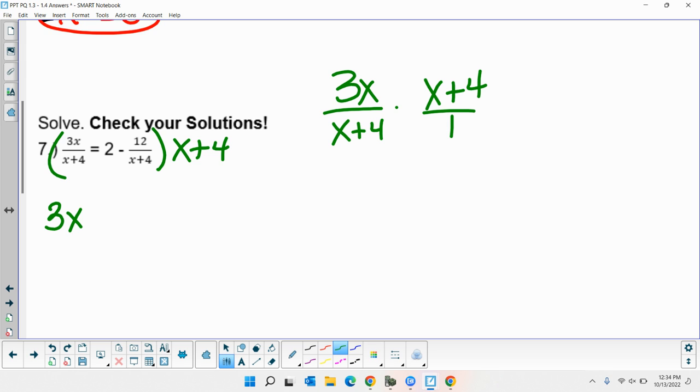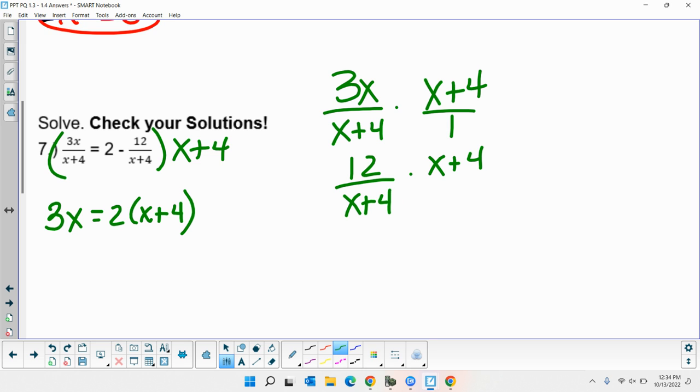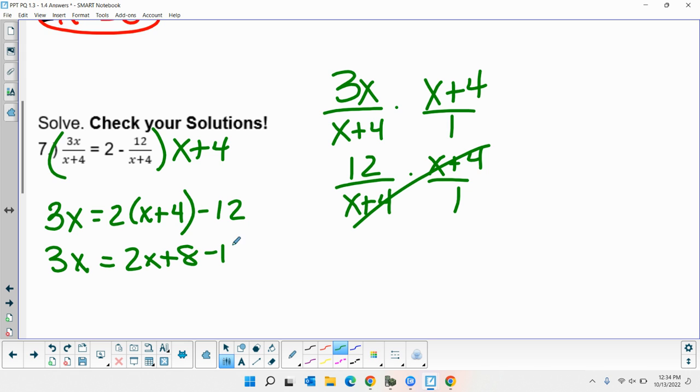2, I got to also multiply times x plus 4. So don't forget about that. Same thing's going to happen with this 12 over x plus 4. Those cancel. So what's the answer? 12, but since it's minus 12, right? So that's what it looks like now. A lot easier, right? Now, distribute the 2. 2x plus 8. Subtract the 2x. Get your x's together. 8 minus 12 is negative 4. I'm done, right?